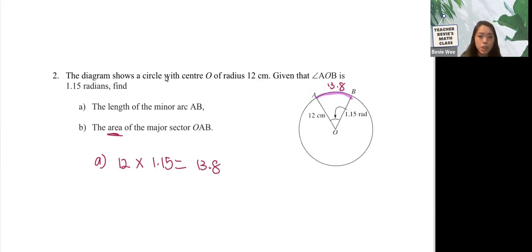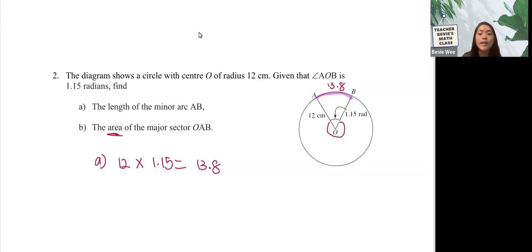Area now. Area of the major sector. Okay. So question. If I want to find this reflex angle, how do I do that? How do I find the reflex angle? It's no longer 360, no. What is your 360 degrees in radian mode? Anyone? What is your 360? Very good job, Denzel. It's 2 pi.